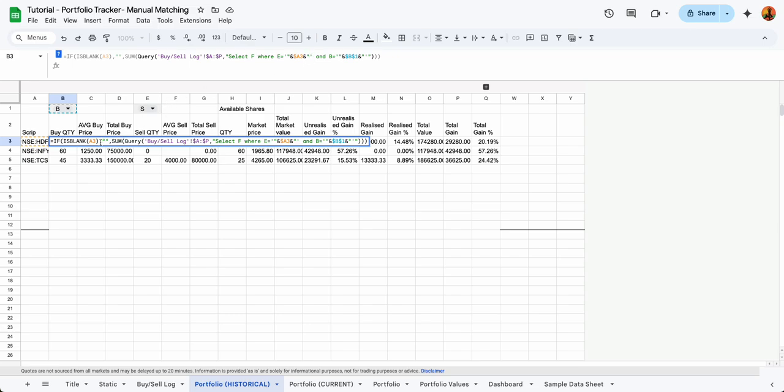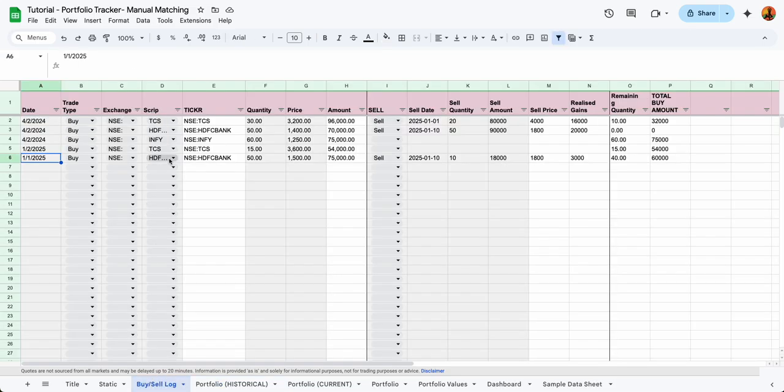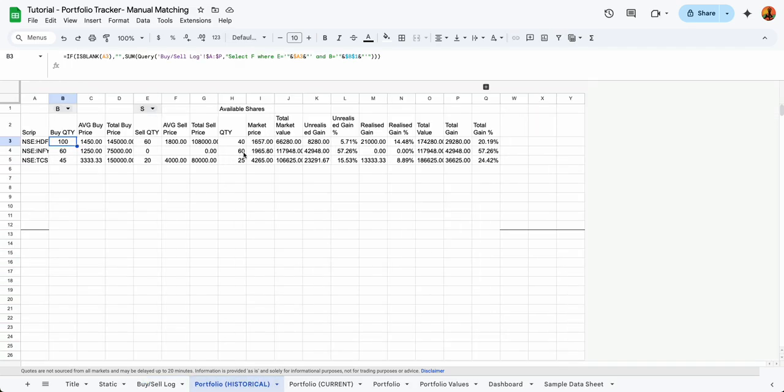So if you see in here, HDFC Bank, I've totally bought 100 quantities of HDFC Bank, which you can cross verify in here. When I look at HDFC Bank, I bought 50 and another 50 in row number 3 and row number 6, which equals to 100. And I've sold 50 and 10, which is equal to 60, which is correctly reported in here as 60. And the formula for this is similar to the buy quantity formula.